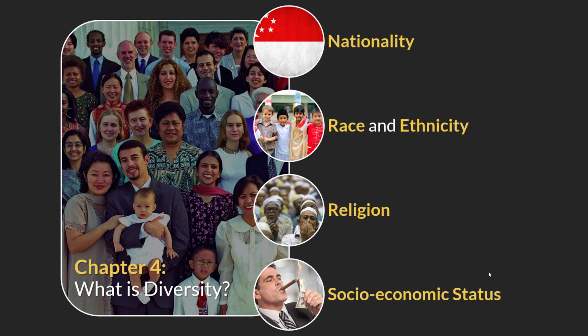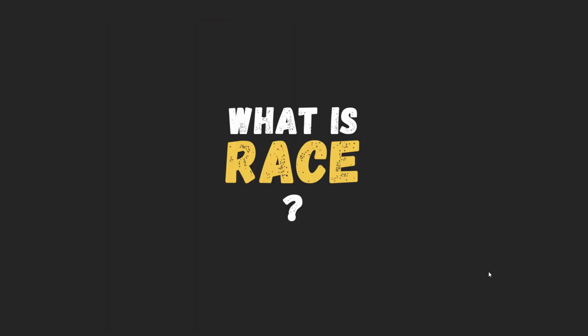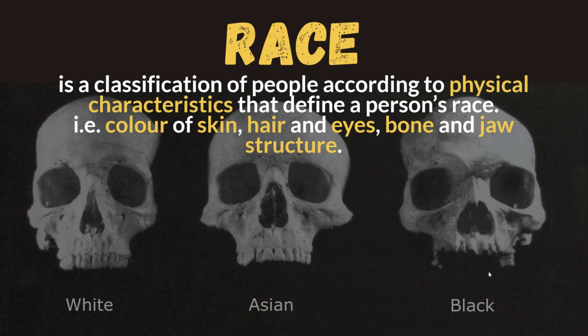So next, we talk about race and ethnicity. A very interesting topic. So what is race? We see this word bombarded everywhere, but what exactly does it mean? So race, according to the definition, is a classification of people according to physical characteristics that define a person's race. So we are looking at the color of the skin, we are looking at hair, we are looking at eyes, we are looking at bone, and even jaw structure. If you look at a white, Asian and black person, the bone structure looks similar but different. If you look at the nose cavity, it actually is very different. We are actually going beyond just the color of skin, which most people can name, but going deep and beyond into the bone structure.